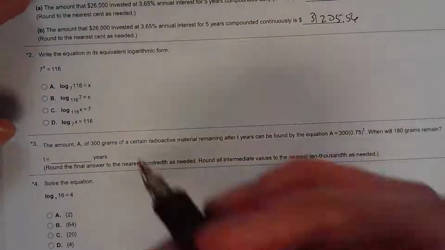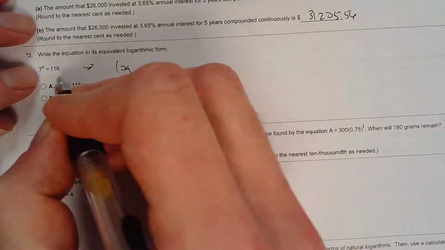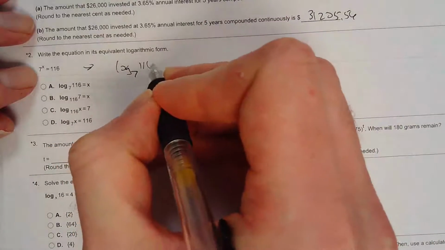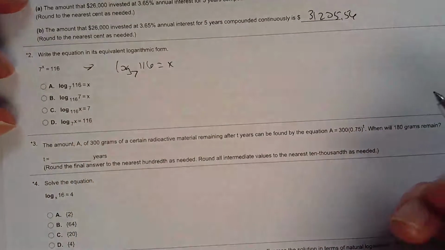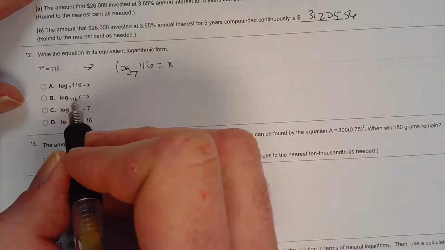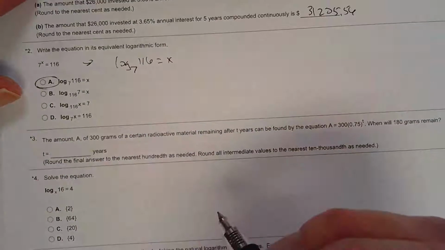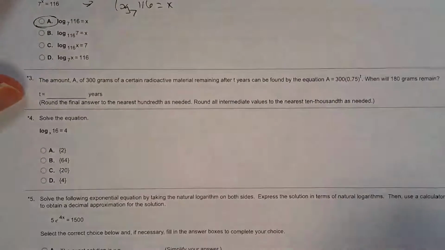Write the equation in its equivalent logarithmic form. So log, the base is 7, the answer is 116, equals the exponent x. Okay, so that would be log base 7. Now, number 3, the amount A.